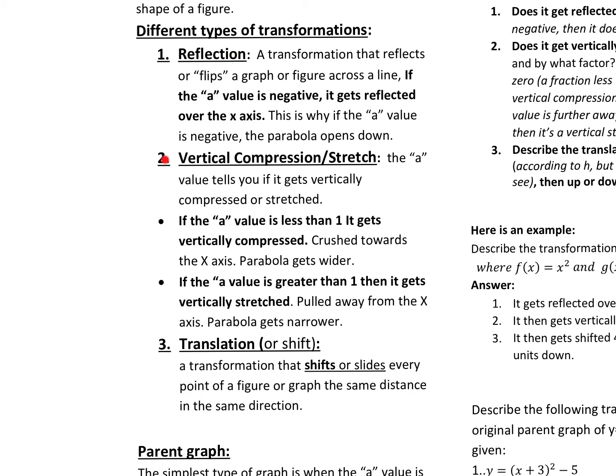Next thing to look for is, does the a value make it wider or narrower? But in today's vocab words, we're using, does it get vertically stretched or vertically compressed? Remember, a stretch means that it's narrower. A compression means that it's wider. So if your a value is greater than 1, then it gets vertically stretched, which means narrower, right? If your a value is less than 1, it gets vertically compressed, which means wider, okay? So all of these notes are written for you.